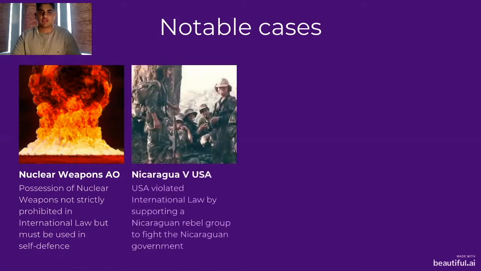Another interesting case was Nicaragua against the USA, where the ICJ stated that the USA violated international law by supporting a Nicaraguan rebel group to fight against the Nicaraguan government, which basically means that by proxy, the USA was guilty of aiding the overthrow of the Nicaraguan government, right? So you're attributing state liability for the actions of someone else, which is very interesting. And the USA funded this rebel group loads. I think it was the Contras. They funded the Contras like crazy.